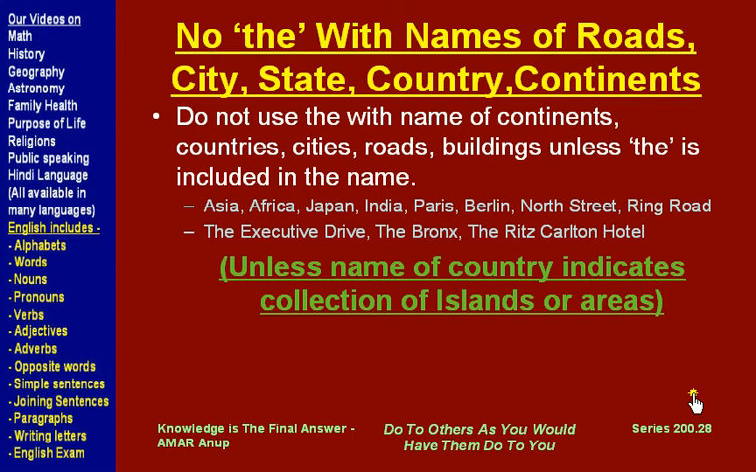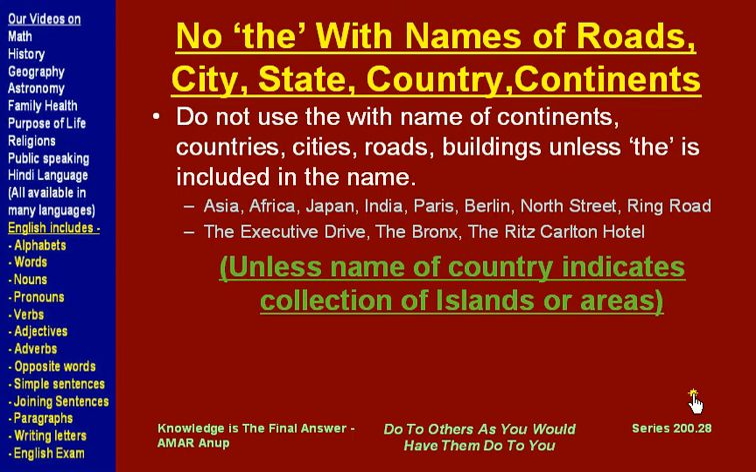Do not use "the" with the names of continents, countries, cities, roads and buildings unless the "the" is included in the name of any of these. So do not use "the" with them; we are going from larger to smaller. Do not use "the" in the name of continents, countries, cities, roads, states, buildings, all those.